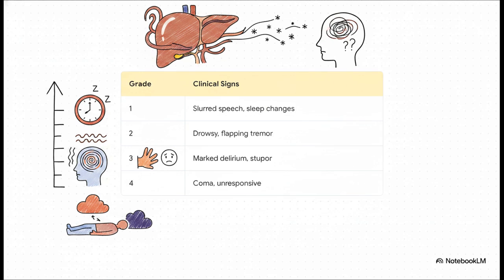Just look at how it scales. Grade 1 starts relatively mild, right? You'll see poor concentration, slurred speech, and an inverted sleep-wake cycle. Grade 2 is where you see lethargy and that classic physical sign we mentioned earlier, the flapping tremor or asterixis. By grade 3, you're looking at marked delirium and gross disorientation, though the patient still responds to pain. And grade 4 is the most severe, a complete coma, entirely unresponsive to voice.